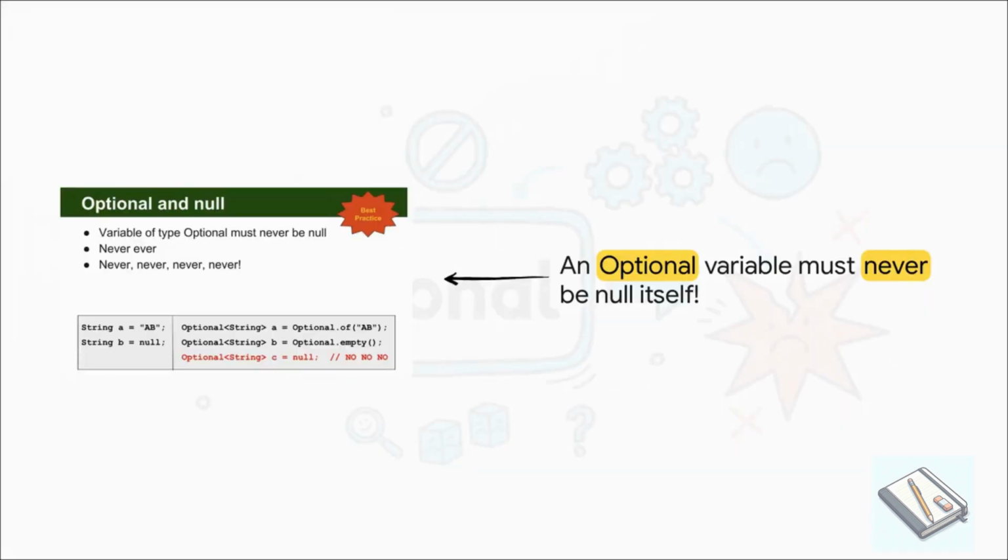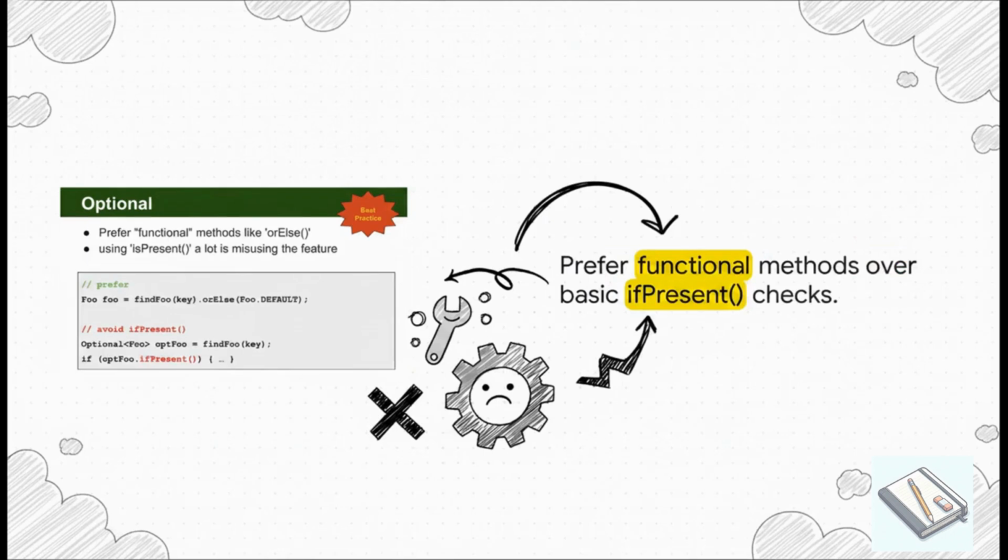Section 4, key rules and insights. Now that we've got these shiny new tools, we absolutely must lay down the ground rules to prevent a total disaster. The absolute golden rule? A variable of type Optional must never, ever be null. Never, never, never. If you assign null directly to an Optional variable, you are literally defeating its entire purpose. Use Optional.empty instead, period.